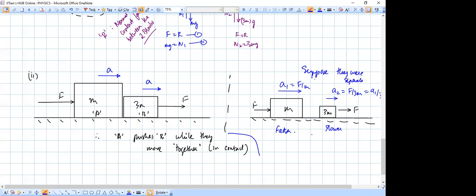So if they were separate, then there's a tendency for A1 to be greater than A2. But that situation is not possible over here. When they are in contact, to begin with, they are in contact. You cannot set off the motion in such a way that they are moving in the positive x direction separately. So that means they have to be moving together and there has to be some contact between them. There has to be some force between them.